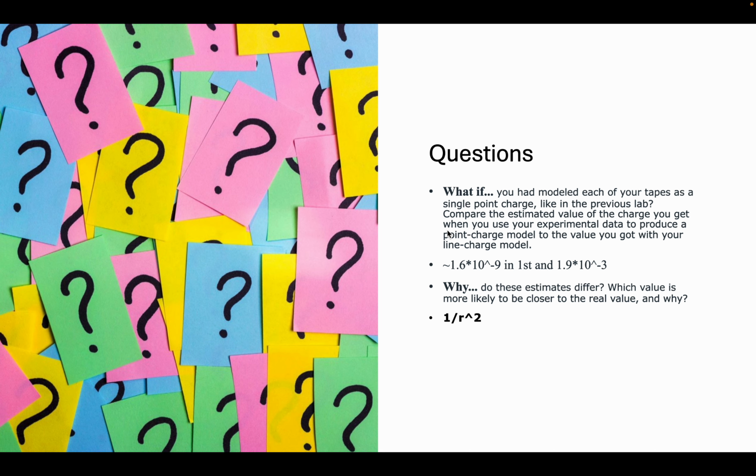Questions: what if you had modeled each of your tapes as a single point charge like in the previous lab? Compare the estimated values. So I put the estimated values here. In the first lab, it was around 10 to the negative 6. I messed up here, so it actually differs by a factor of about 1,000, which is a lot. It's too much. So we eliminated some error here as well.